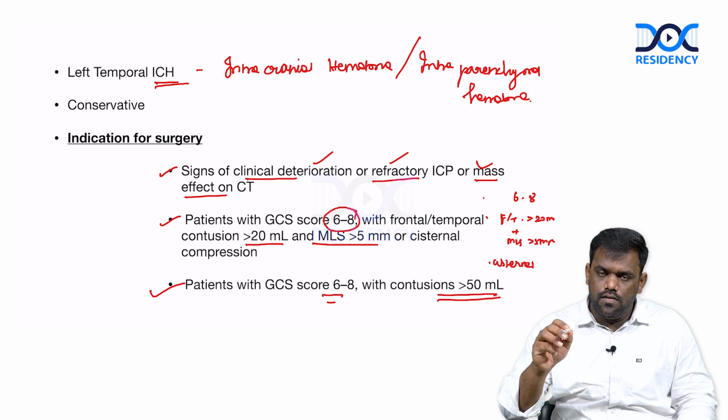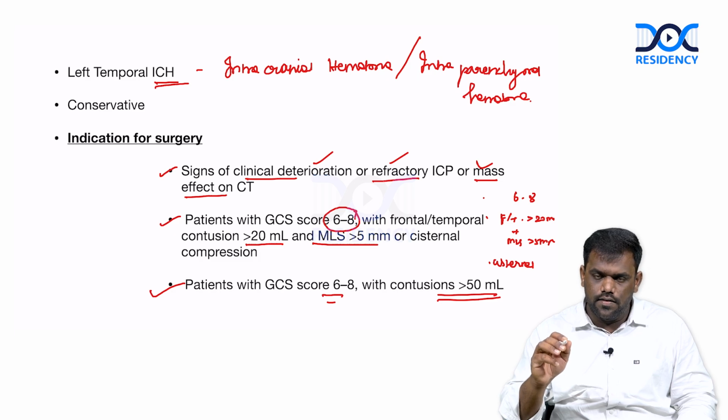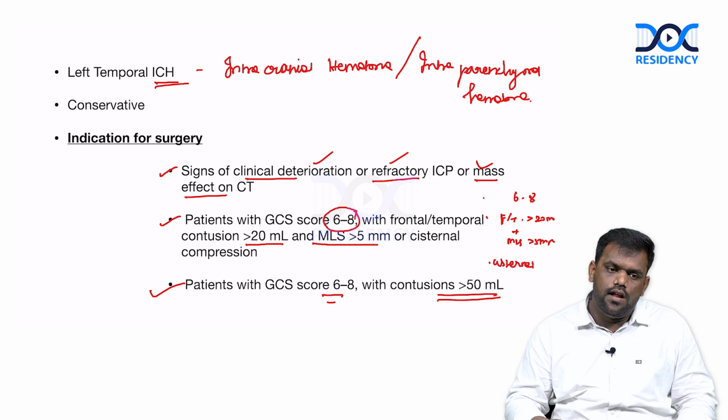Even if it is less than 20 itself, you have to take for surgery. Even the patient with a frontal temporal contusion of more than 20 ml and also a midline shift of more than 5 mm, you have to take for surgery, or whenever there is a cisternal compression. When the patient's GCS score is 6 to 8 with a contusion of more than 50 ml, it is also an indication for surgery in temporal ICH.